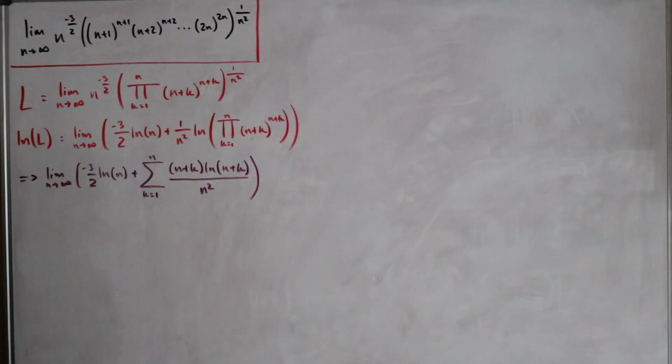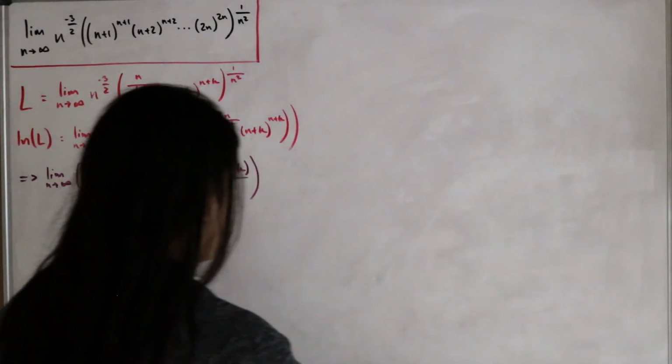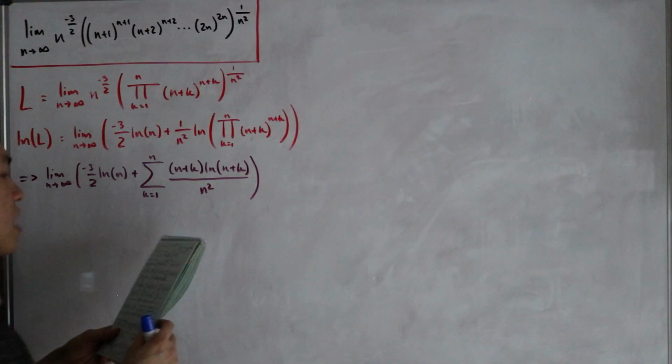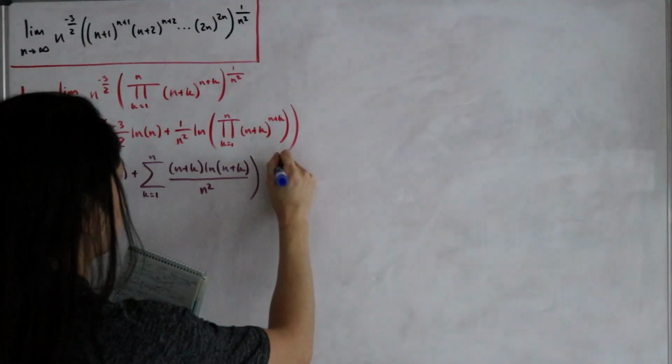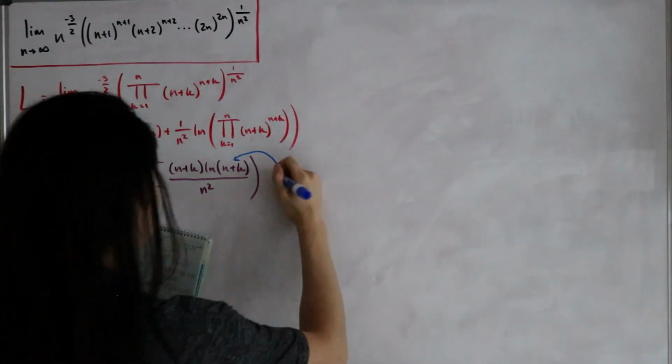Here's something to note, because the next step is to evaluate this. We need to figure out what our partial series is going to equal, so we're going to have to do a little bit of algebraic manipulation. We note that this function, the natural log of n plus k, we're going to change up a bit.